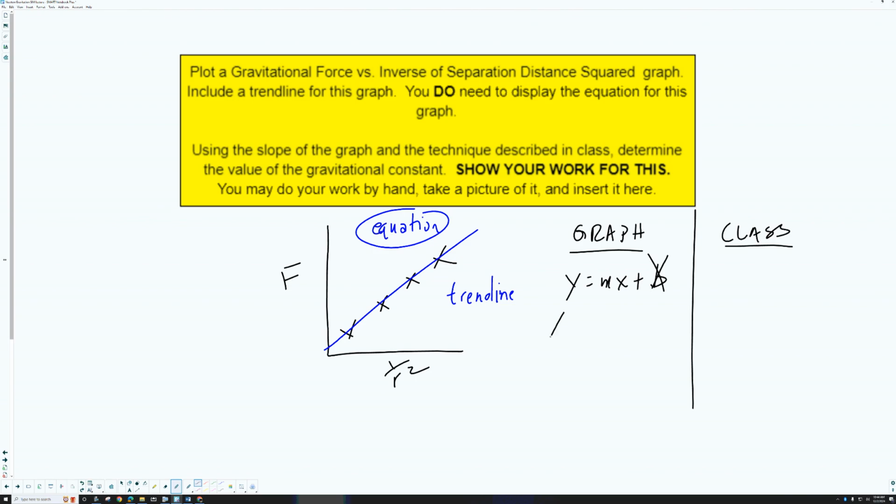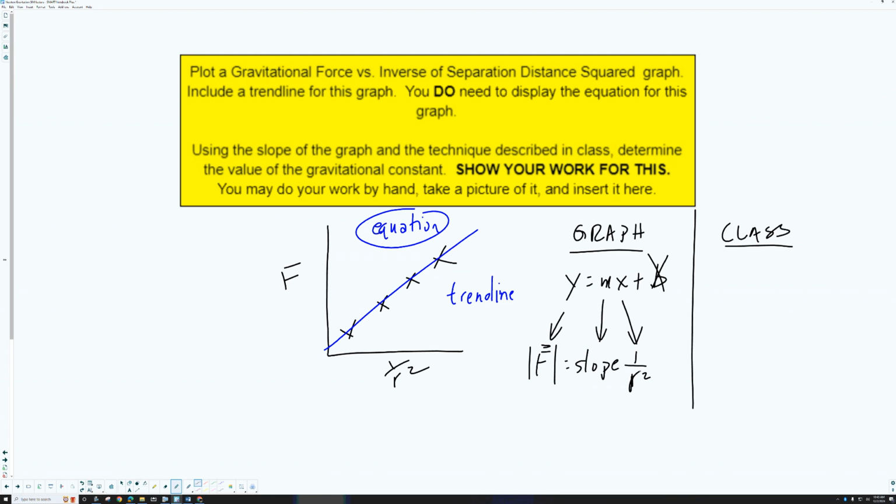On my y-axis is the force. m stands for what? Come on, you math whizzes here. Slope, the slope of the graph, good. And x, my x-axis, is 1 over r squared. So you're doing this for the second graph, not for the first graph, okay? F versus r, I don't want to do anything with that. F versus 1 over r squared, that's what I want to do.